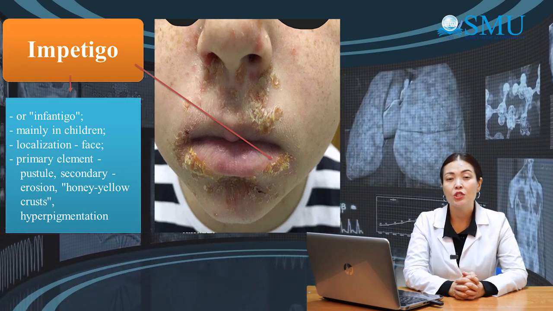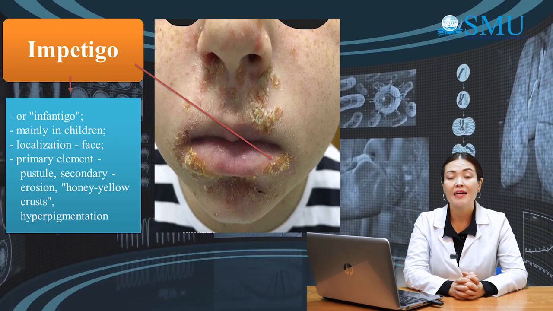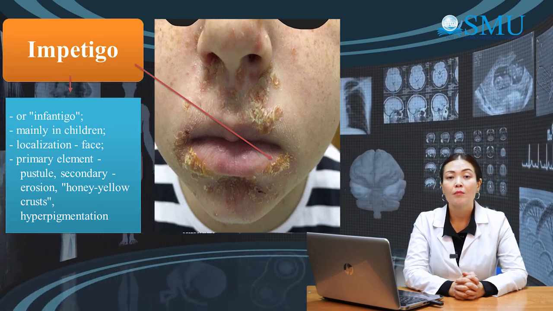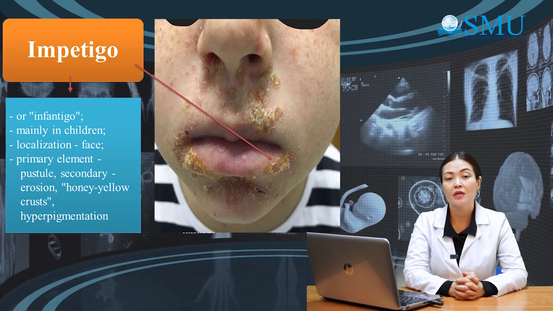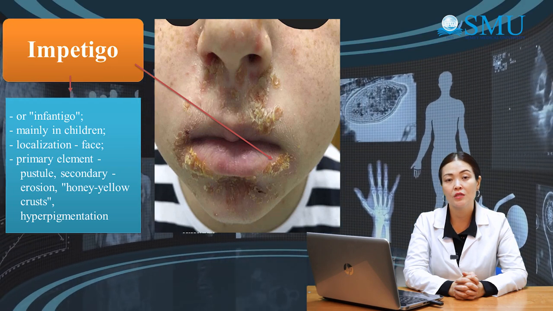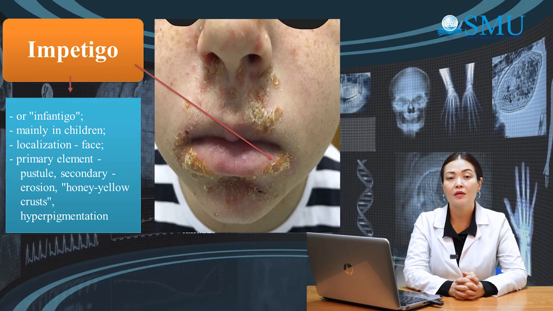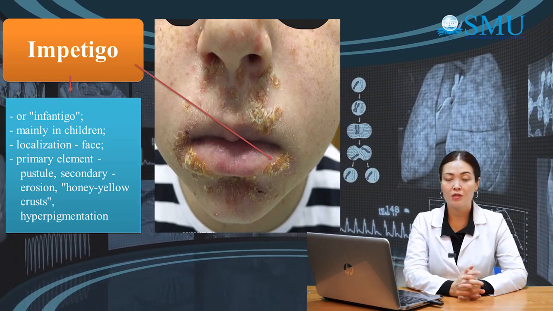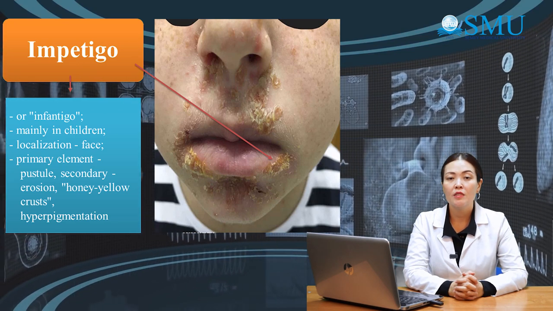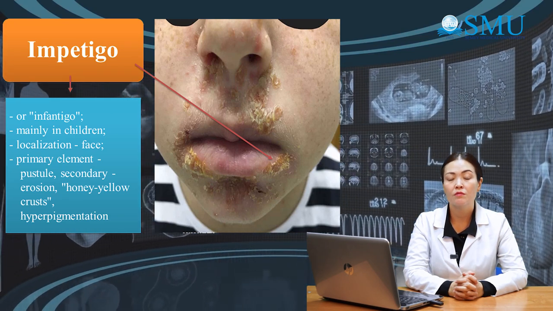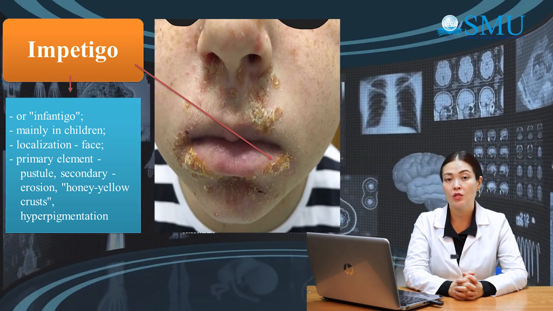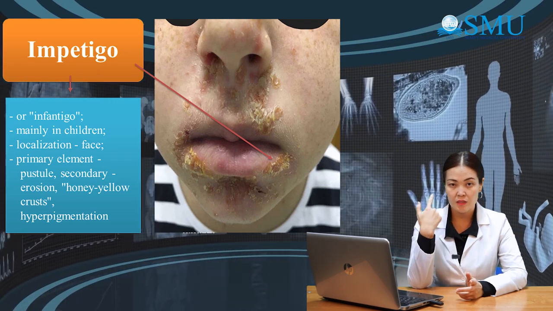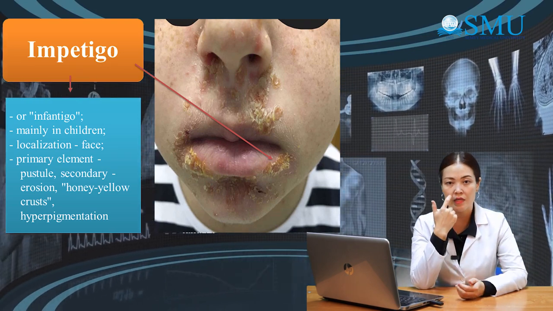So what does impetigo mean? From the Latin language, impetigo translates like infantigo. Infant, child. By this you can understand that by epidemiology, this type of infection you will mostly see in children. So, infantigo in children, impetigo in children. Impetigo is a type of Streptococcus bacterial infection which has a favorite location. The favorite location for impetigo is the baby's face, especially the nose and mouth triangle.